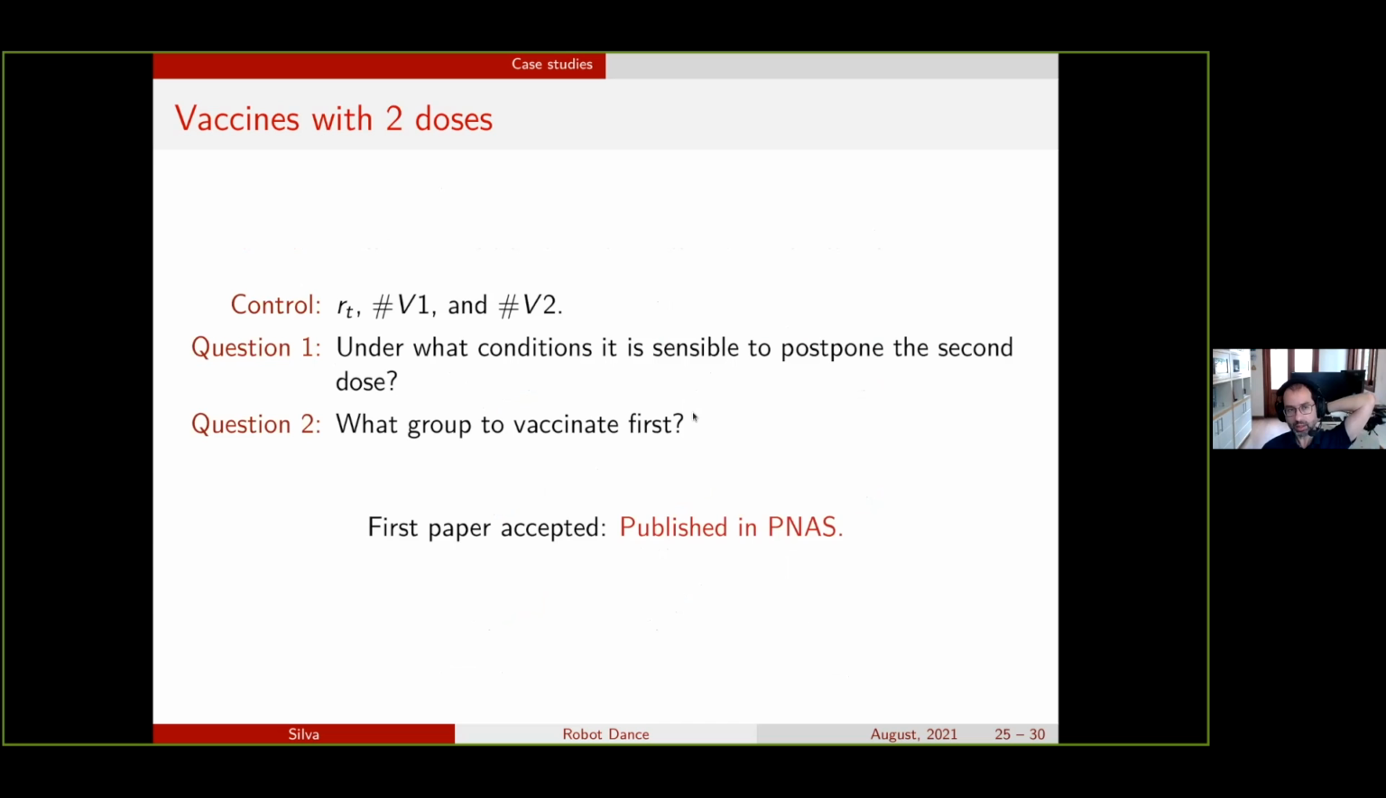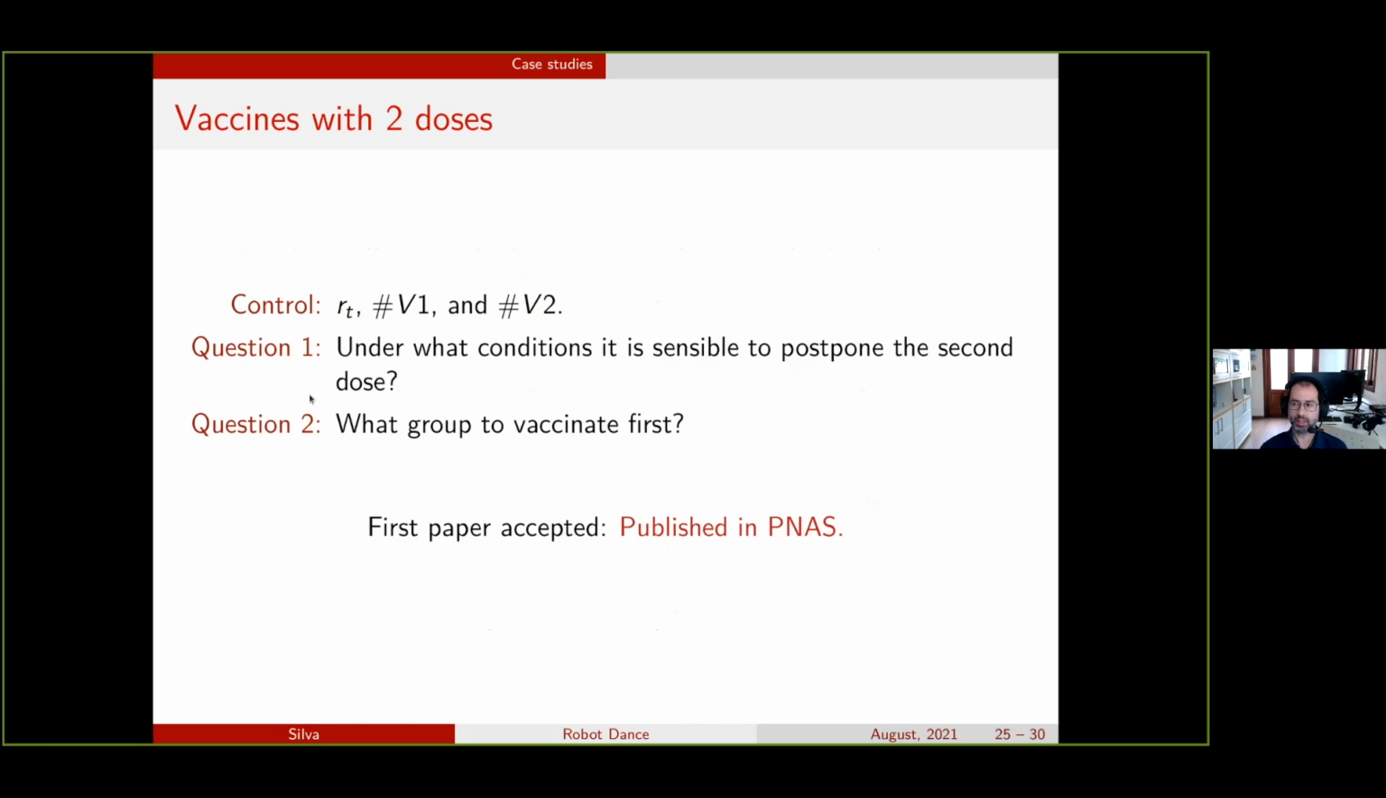And here are our results about vaccination. In this case, our control variables were the R naught, which we call RT here because it's changing at every moment of time, the number of first doses and the number of second doses. And we had two questions here that we are trying to answer. The first one is under what conditions it is sensible to postpone the second dose.